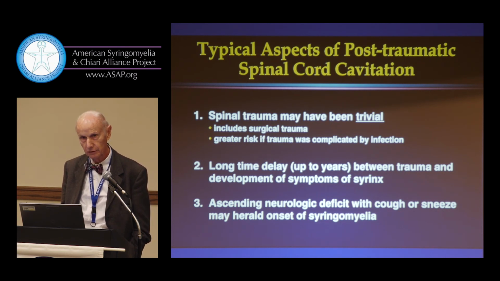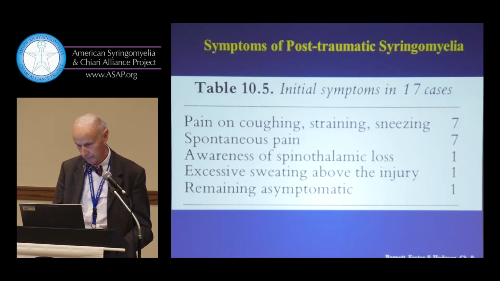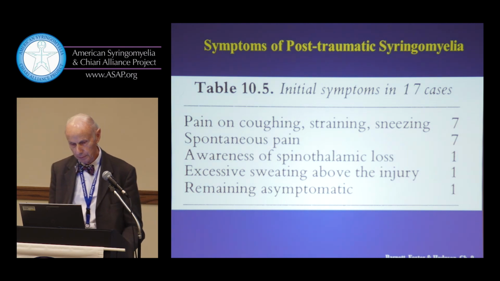And it is also not uncommon to see the first manifestation of spinal syringomyelia with somebody who coughs and sneezes and suddenly develops loss of sensation in an extremity. And this is from an old paper, symptoms that are most common with post-traumatic syringomyelia: pain on coughing, spontaneous pain, awareness of sensory deficit, excessive sweating above the injury. And I want to just add something to that.